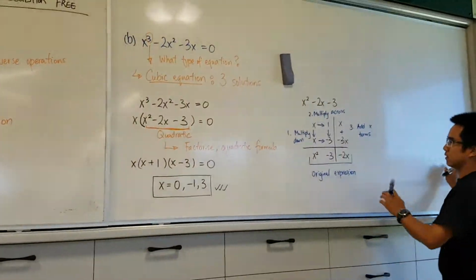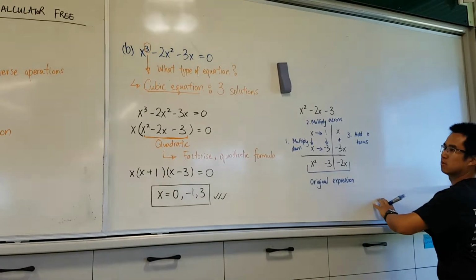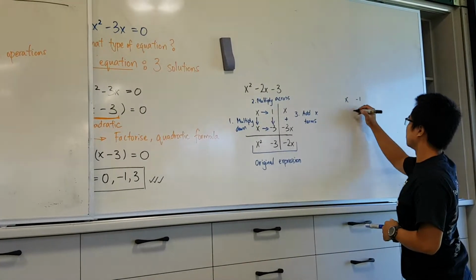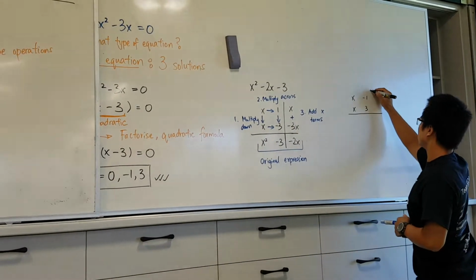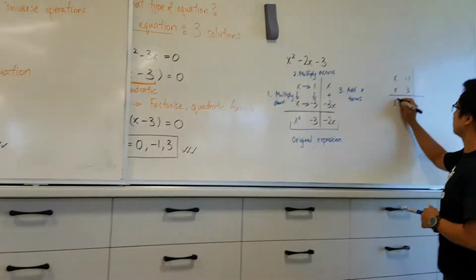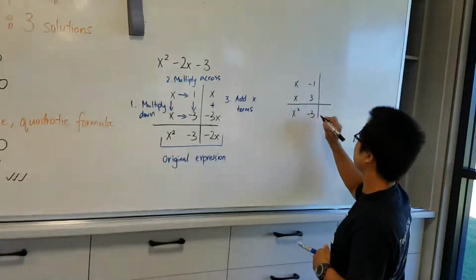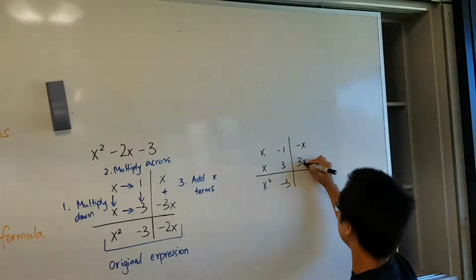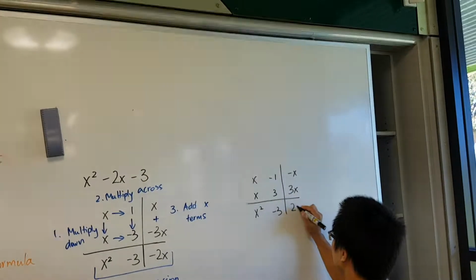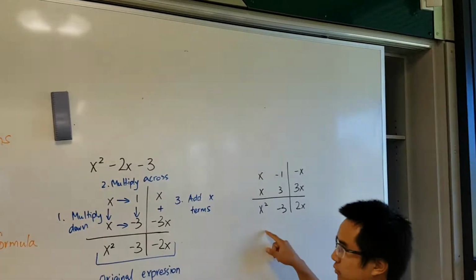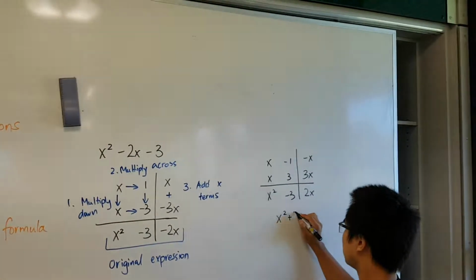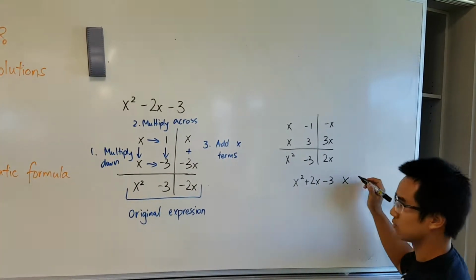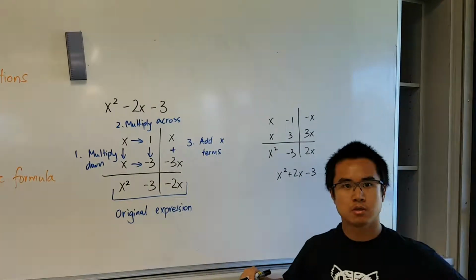If I do this again with the wrong numbers, so if I use x and -1 and x and 3, just to show you how this works: multiplying down, x squared, multiplying down, -3, that's all good. Multiplying across is -x and 3x, and if I add them, -x plus 3x is 2x. So that's not the original expression. It's close to it, but the middle term is positive, so it's not right. So I know that this is not the correct factorization.